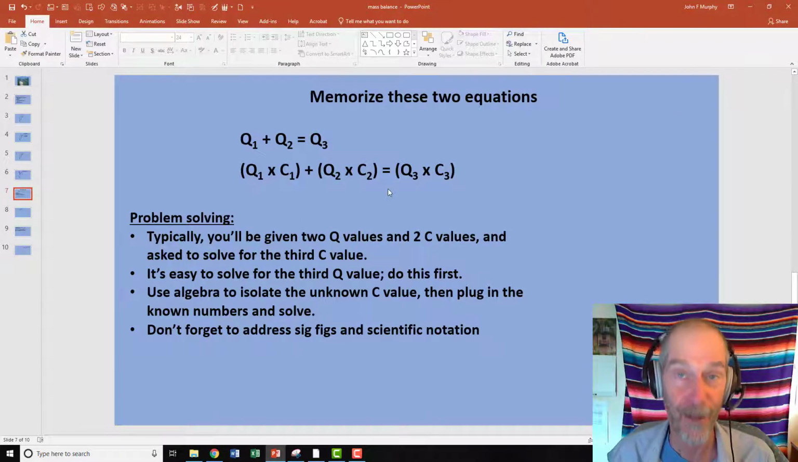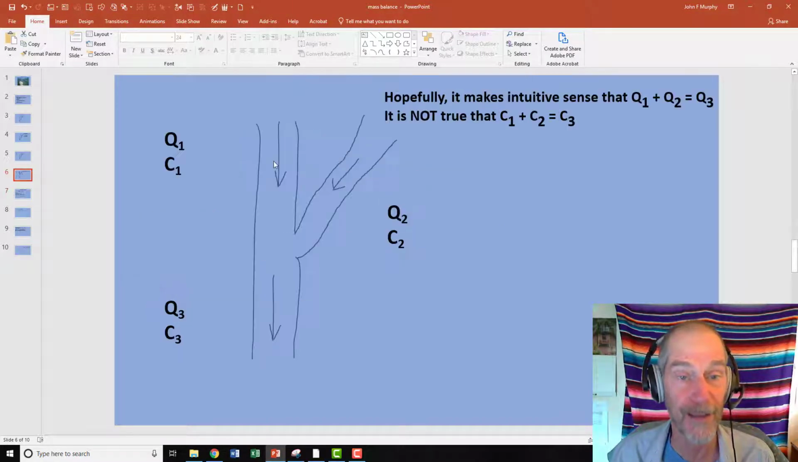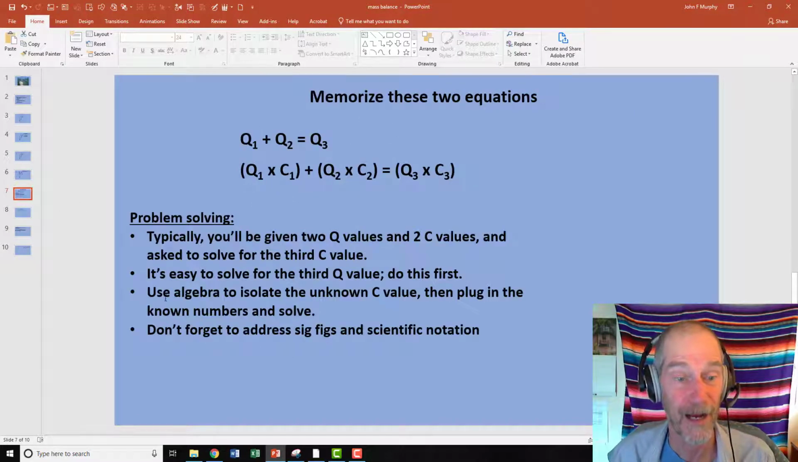Now, in problem solving, typically you're going to be given two Q values and two C values. What do I mean by that? I'll give you this one and two C values. So you're going to be missing two other values of the six that are here. And so what do we do? Well, I'm going to give you some advice.